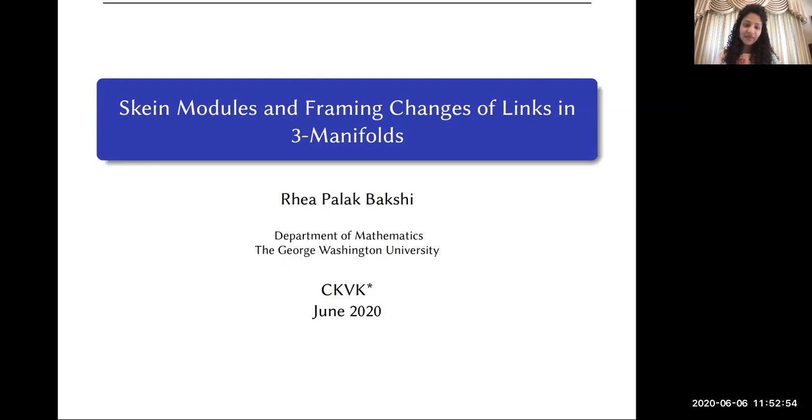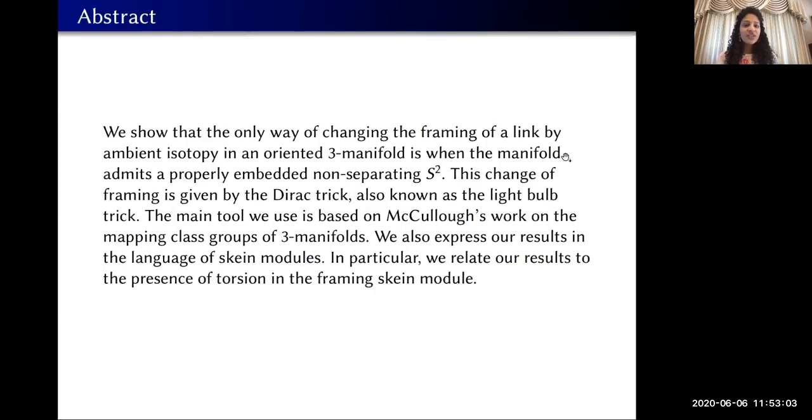So today I'm going to be talking about Skein modules and framing changes of links in three manifolds. So here is the abstract. We show that the only way of changing the framing of a link by ambient isotopy in an oriented three manifold is when the manifold admits a properly embedded non-separating two sphere.